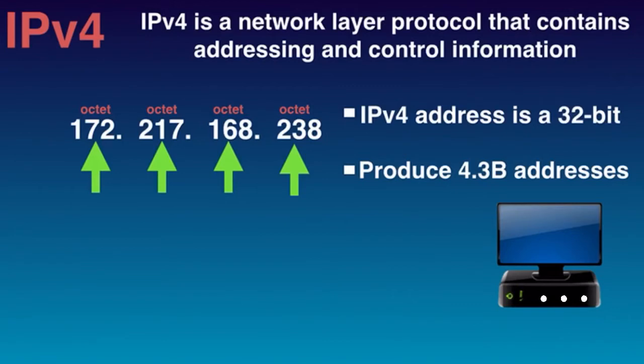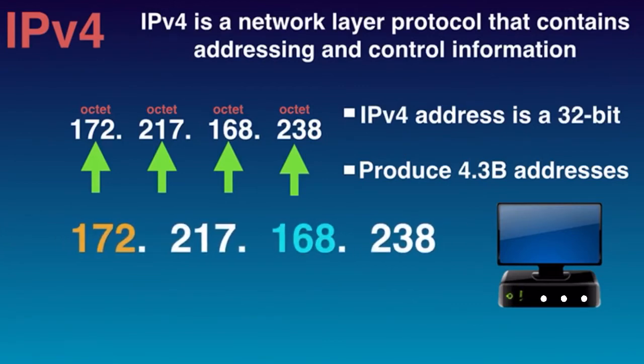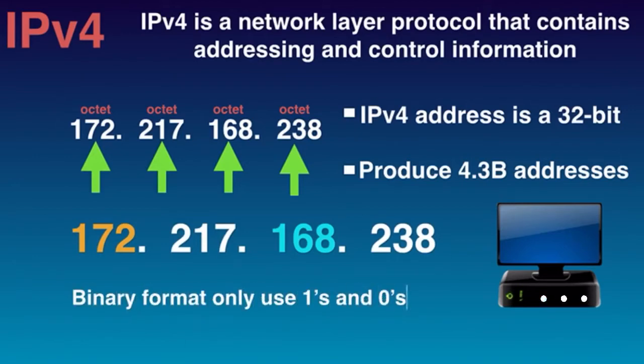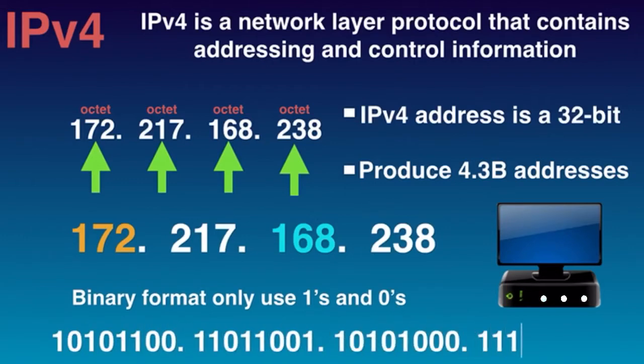Computers and networks don't understand an IP address in this format. They only understand numbers in a binary format. Binary format only uses ones and zeros. The binary address for this IP number is this. This is the number which computers and network devices actually read and understand.